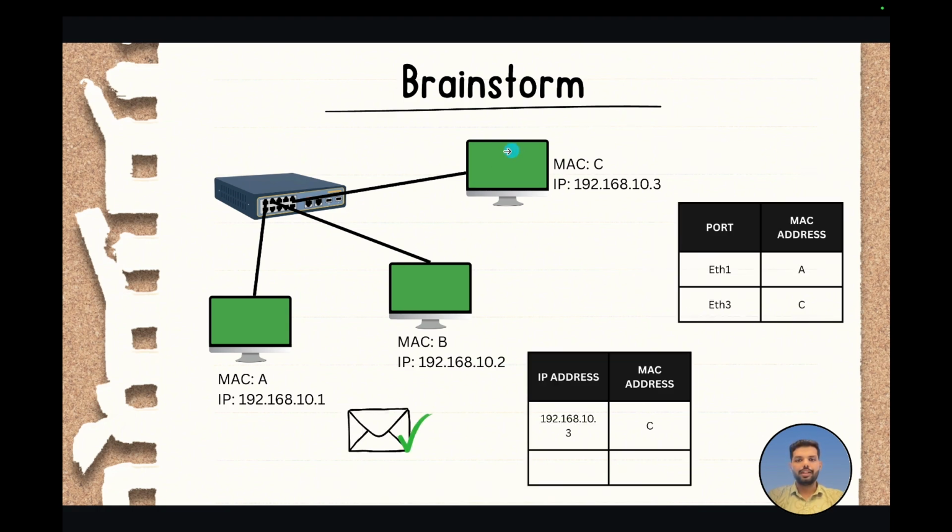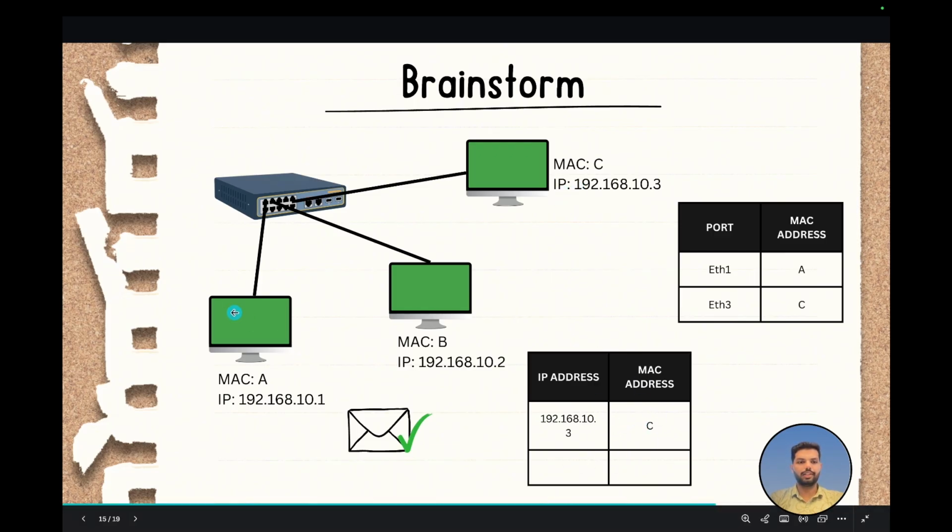Now as you can see, this machine has replied, and this is the port and MAC address. This is the MAC table for the switch, and as soon as this machine sends the reply, you can see it also learns that Ethernet 3 has the MAC address C. Now this is the ARP table for this machine. Once this machine got the ARP reply, it also made the entry in the ARP table saying that 192.168.10.3, this machine's IP, has MAC address C.